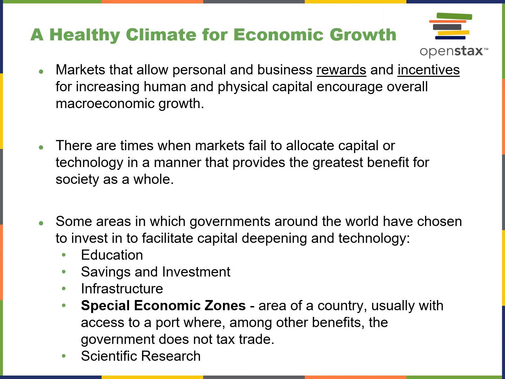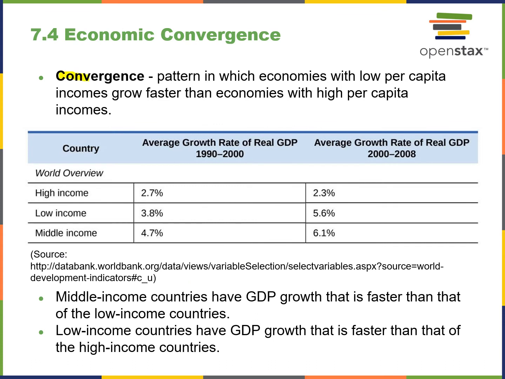Areas in which governments around the world have chosen to invest: note deepening technology, education is here at the top. There's savings and investment, infrastructure, and special economic zones. So there are various things they'll tweak to try and promote growth. Economic convergence will be another term you might want to know. This is the pattern in which economies with low per capita incomes grow faster than economies with high per capita incomes.